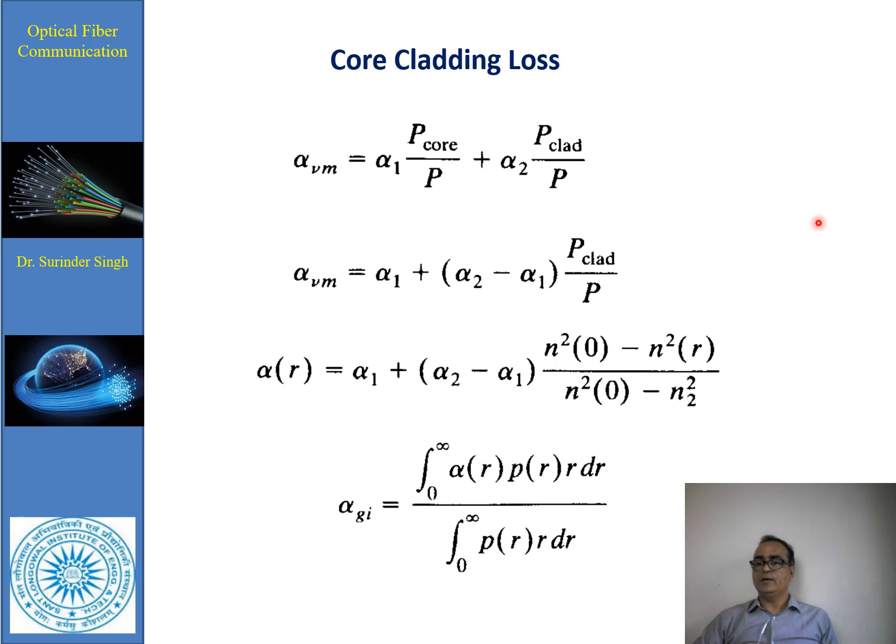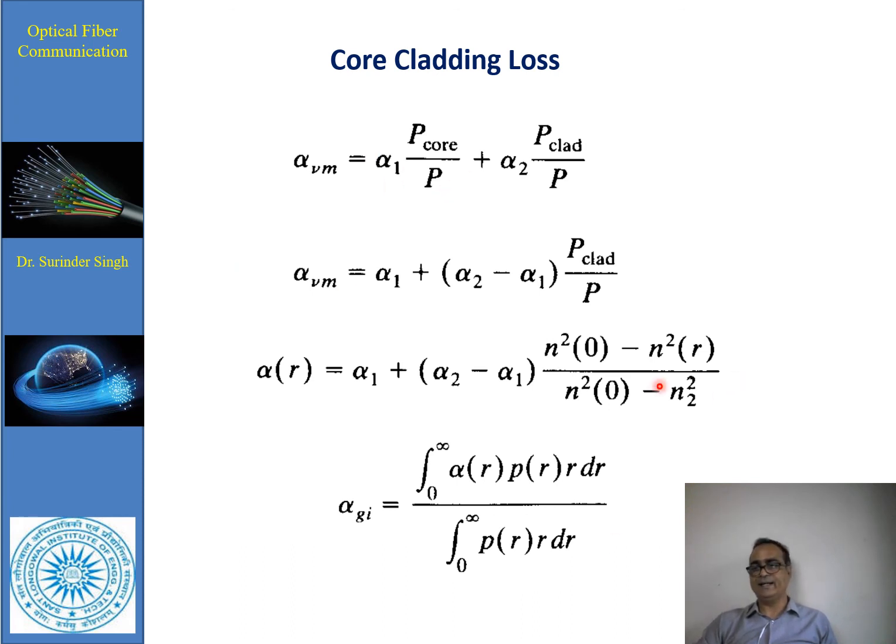So P core upon P is equal to 1 minus P clad upon P. Whenever we fill this into the expression, the loss for a mode is obtained as alpha 1 plus alpha 2 minus alpha 1 times P clad upon P, and the total loss of the waveguide is found by summing all the modes weighted by the fraction of power.